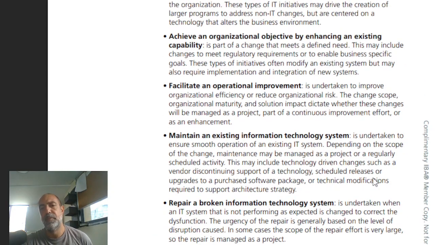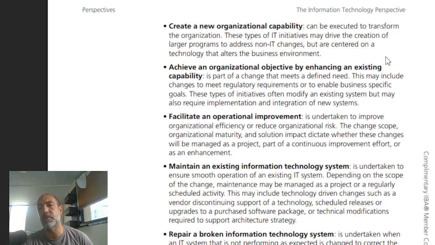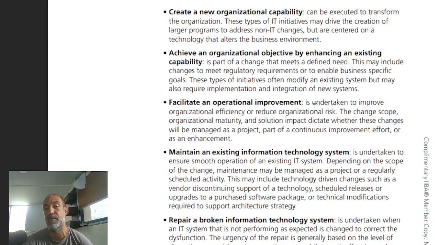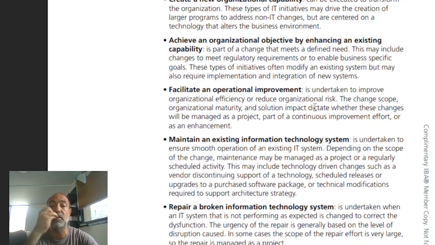So basically, create a new organizational capacity can be executed to transform the organization, like you start something new. These types of IT initiatives may drive creation of larger programs to address non-changes, but centered around technology that alters the business environment. Simple. Achieve an organizational objective by enhancing an existing capability is part of the change that meets the defined need. This may include changes to meet regulatory requirements or that enable business-specific goals. And then facilitate an operational improvement is undertaken to improve organizational efficiency or reduce organizational risk. So if we have something that's already there, we kind of like facilitate its improvement.